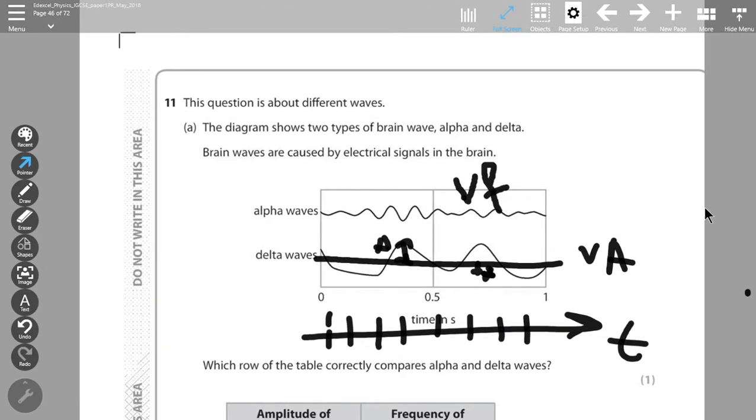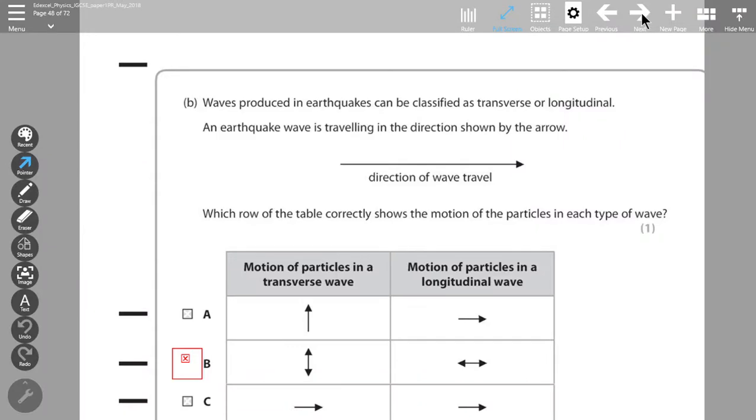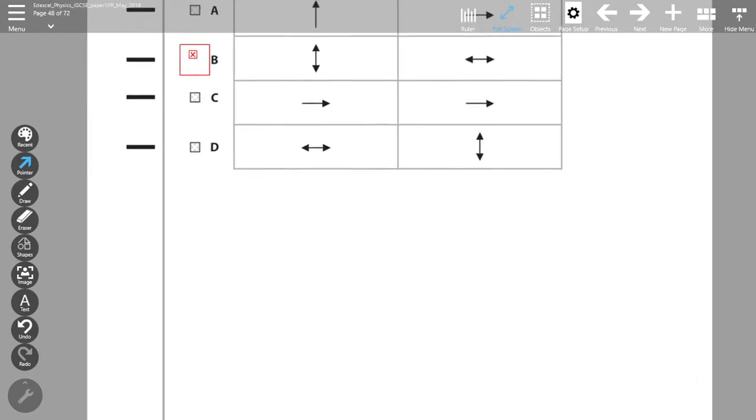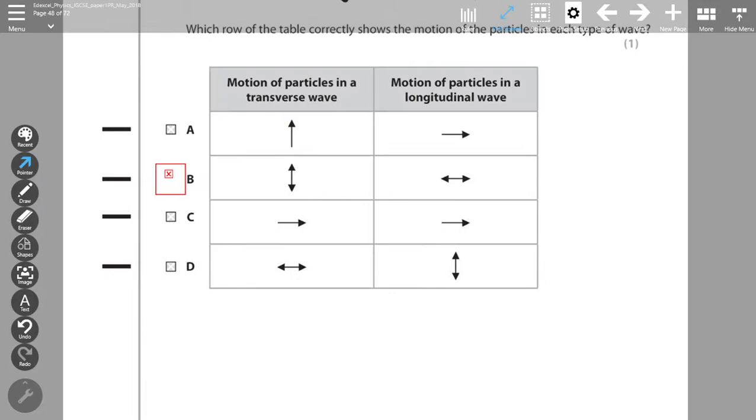This was question 11. Now B. Waves produced in earthquakes can be classified as transverse or longitudinal. An earthquake wave is traveling in the direction shown by the arrow. Which row of the table correctly shows the motion of the particles in each type of wave? Transverse means at 90 degrees. Longitudinal means along, forward and backward. So we choose choice B. We finished with this question.